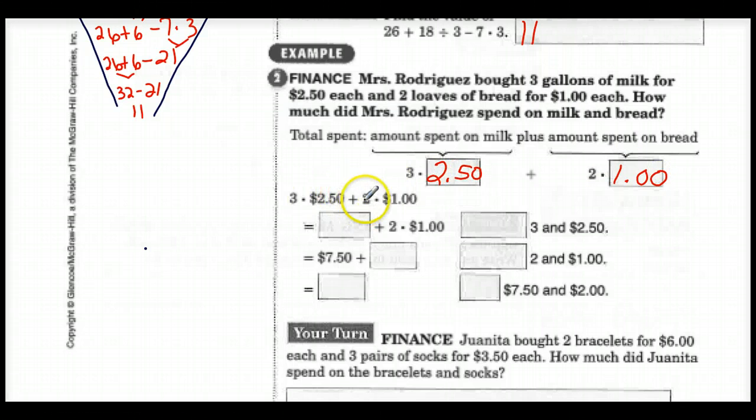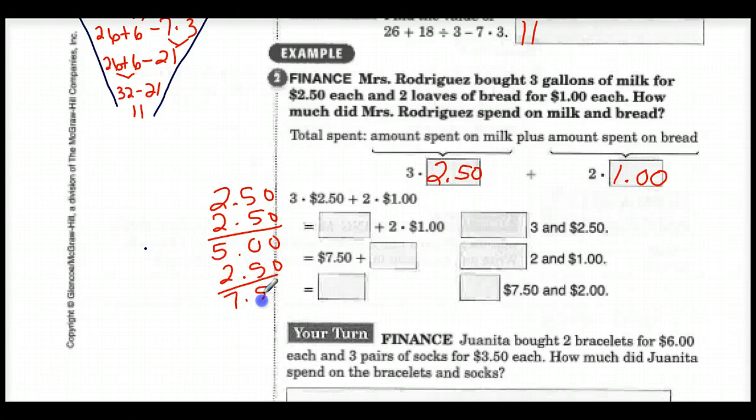3 times 2.50 plus 2 times 1. What's 3 times 2.50? Well, if you think about it, 2.50 times 2, or 2.50 plus 2.50, that's $5. Think of money. We've got quarters. Now we're going to add 2.50 to that. So we get 7.50. So we know we've got 7.50 over here. Put some money signs. We would do 2 times $1.